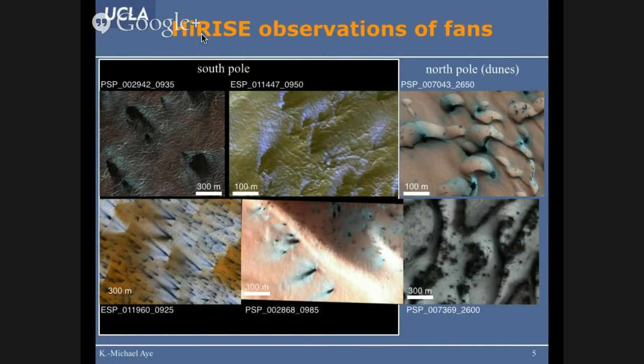Where's my pointer? Right. So these dark spots. So this is the South Pole area here. We mostly are interested in these dark spots. I'll say a few slides further on what is actually going on here.